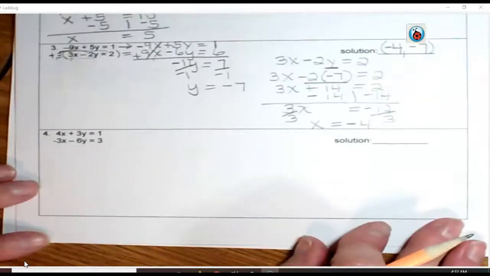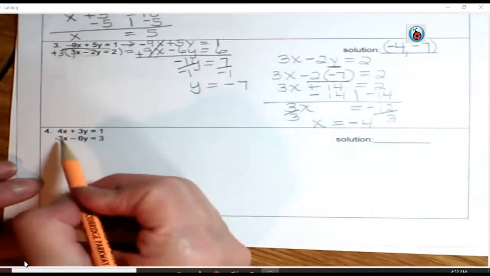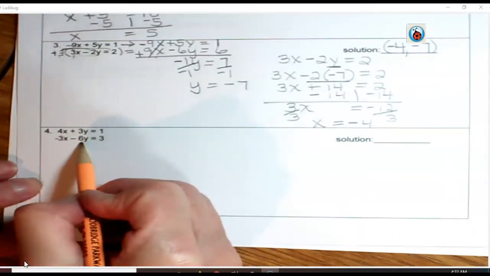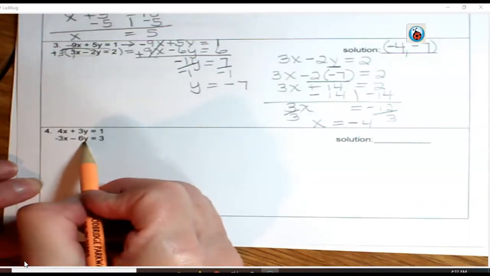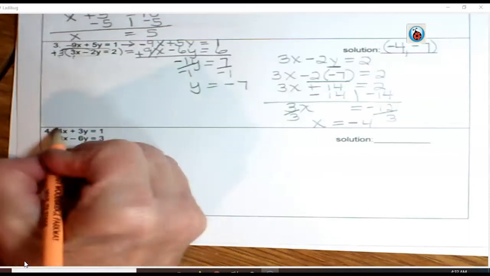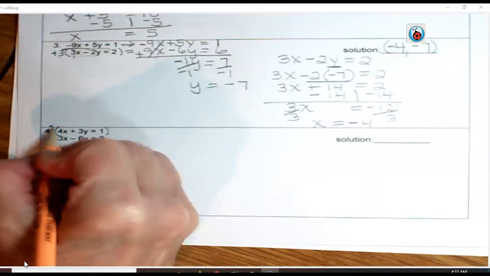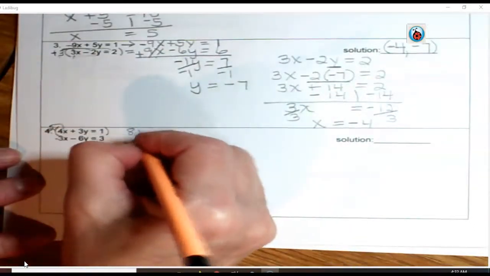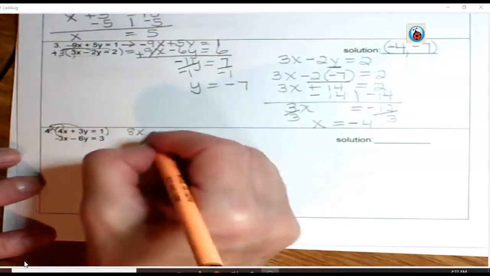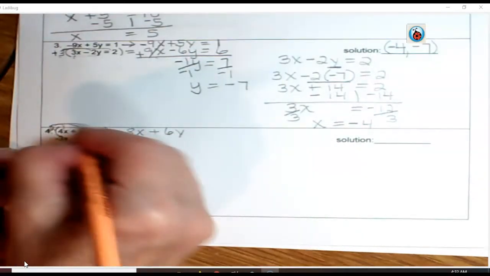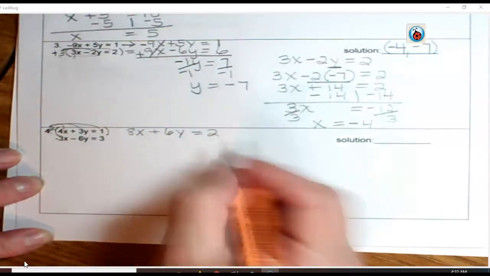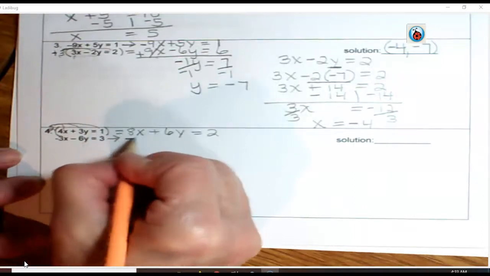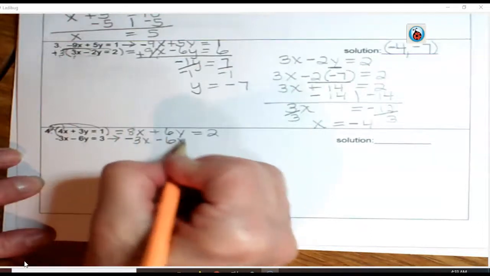Okay? Number 4. All right, number 4. If I'm looking at number 4, it would be easier to eliminate the y's. So I'm going to go ahead and multiply the top equation by 2. Okay, so that means I have to go 2 times 4 is an 8. 2 times 3 is a 6y. 2 times 1 is 2. I'm going to bring this equation straight over here, so that's a negative 3x minus 6y equals 3.